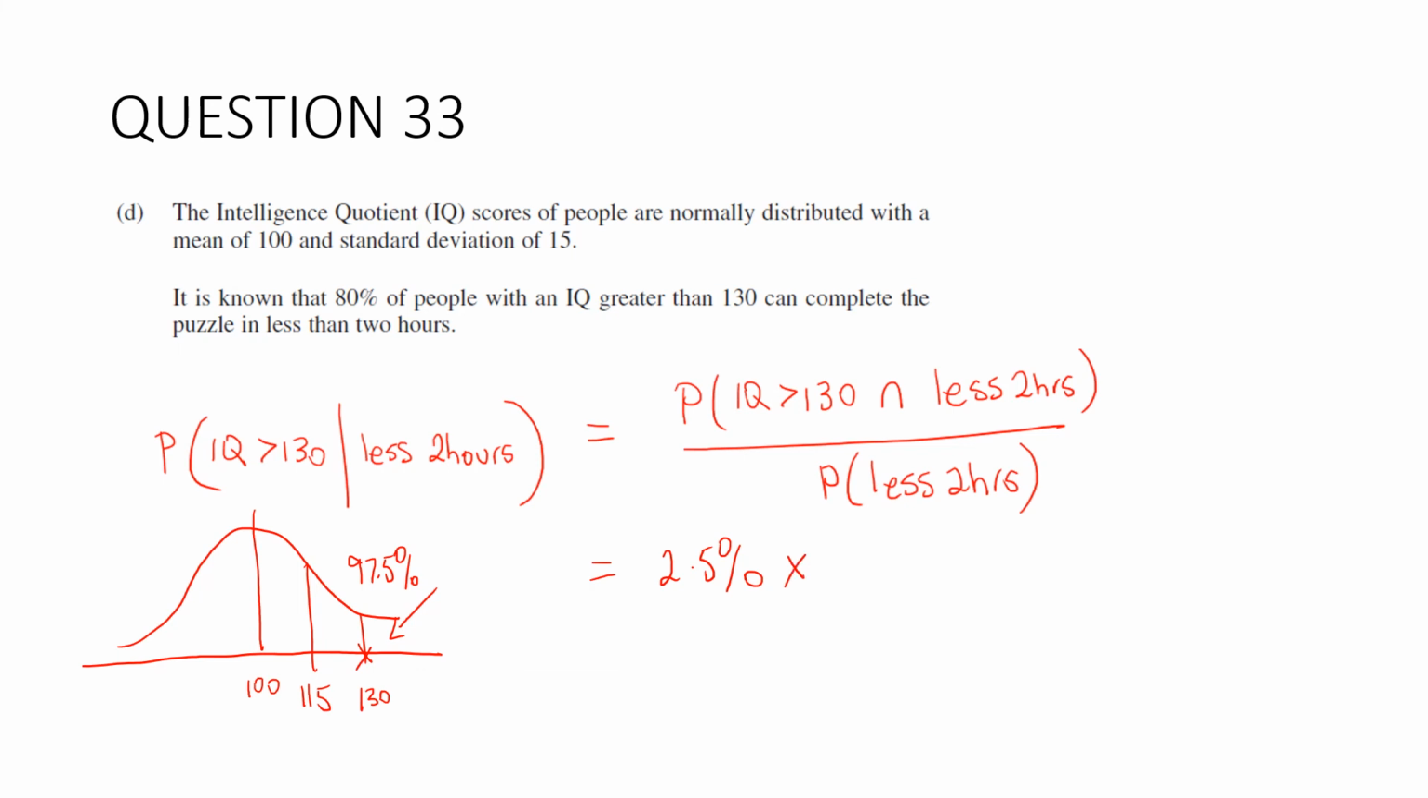And the probability that this particular person completes it in less than 2 hours is 80%. And the probability that anybody completes it in less than 2 hours is log base 10 of 2. And putting that in the calculator, we get 0.0664, and they wanted it to 3 decimal places, so 0.066.